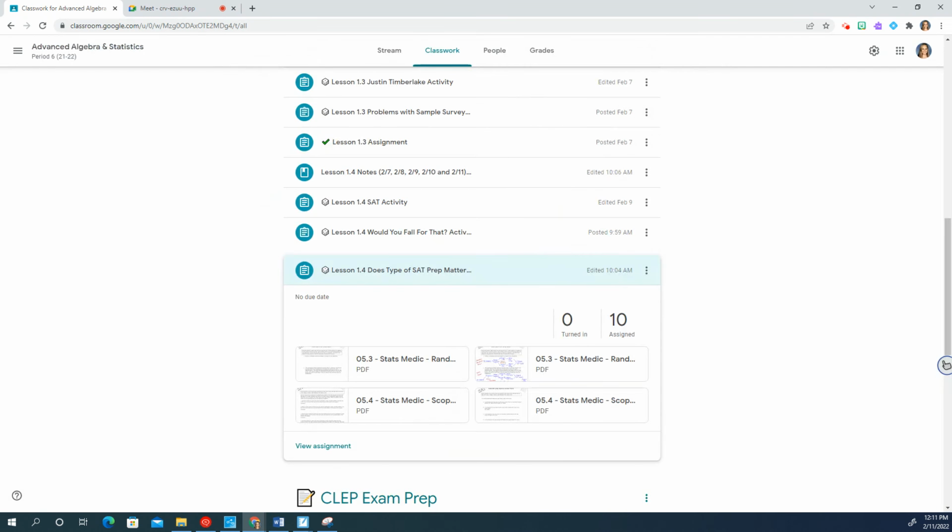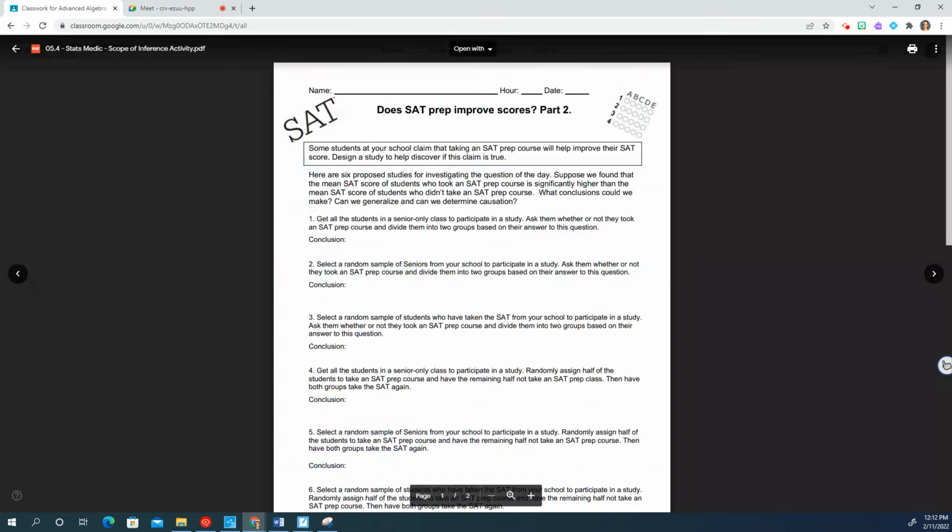So this is, the front page is kind of the actual activity, and then you're going to match it with these cards on the back. So if you want to rip off the back, it'll probably be easier instead of flipping, but that's up to you. All right, so some students at your school claim that taking an SAT prep course will help improve their SAT score. We've really just been dying to know the answers to this. Design a study to help discover if this claim is true.